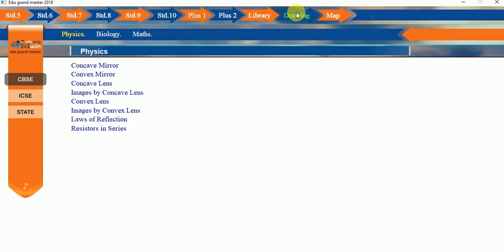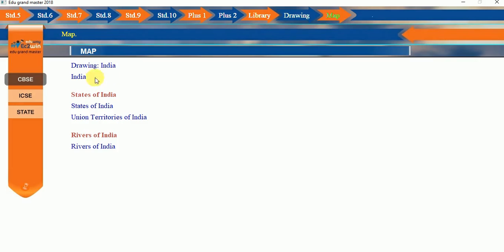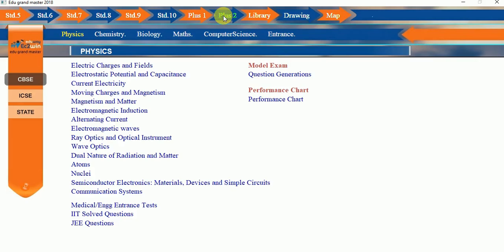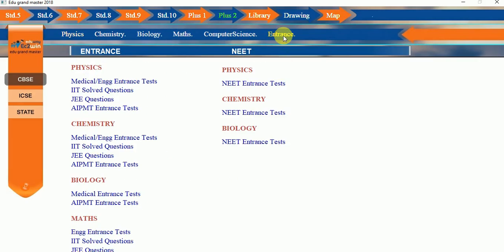Now there are drawings here for physics, biology, mathematics, maps of India, states of India, union territories, rivers of India. Plus 1 plus 2 comes with computer science and a particular module for entrance previous year question papers.